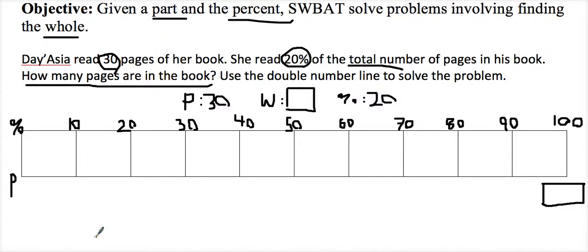Now we've got to figure out what is the part that we already know. Right, the part we know is 30. Deja read 30 pages of her book. What does 30 go with? What percentage does 30 go with? That's right, 30 is the 20% that she already read. So 30 is going to go right here. If 30 pages is equal to 20%, how many pages are 40%? That's right, 60.